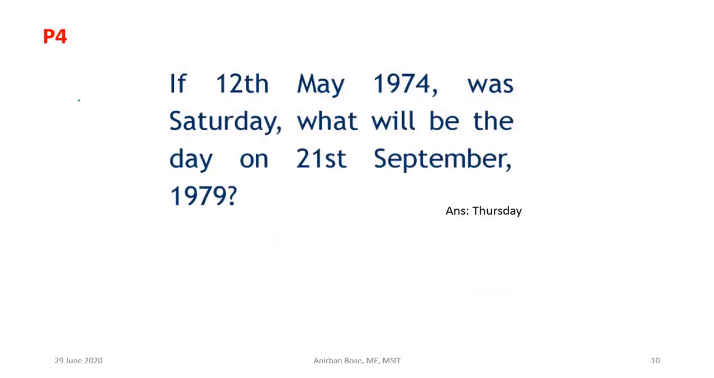Now coming to this problem. If 12th May 1974 was Saturday, what will be the day on 21st September 1979? Okay, so start from 12th May. So 12th May to 31st May. Okay, so how many days? 19 days. 19 days means how many odd days? 5 odd days. Okay, so you have considered May.